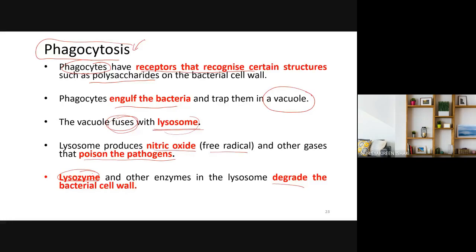Okay, so after the phagocyte recognizes that it is a bacteria, it will engulf the bacteria. Okay, and then after it engulfs, it will surround the bacteria into a vacuole, and then the vacuole will fuse with lysosome. Okay, so inside the lysosome, it produces nitric oxide, which is a free radical, and other gases to poison the pathogen. And inside the lysosome, it also has this enzyme, which is lysozyme, and other enzyme that will degrade the bacterial cell wall. Okay, so that is phagocytosis by the phagocyte. So this is the first of the second line defense.